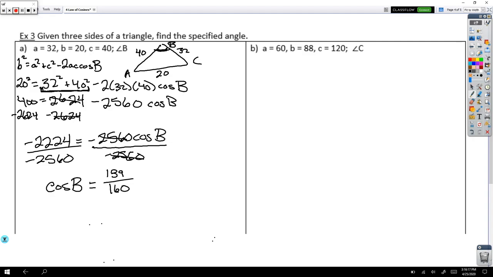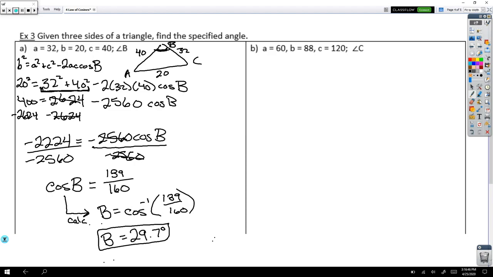Now, to find what angle B is, I'm going to have to use the calculator, and I'm going to have to make use of my inverse trig. So, angle B equals the inverse of cosine 139 over 160. Typing that into your calculator, you would get that angle B is approximately 29.7 degrees. So SSS, which is what this triangle is, right? I know the three sides. Little bit more work, right? You have to do a little bit more subtracting and dividing and all that stuff, and then we have to make use of our inverse trig.